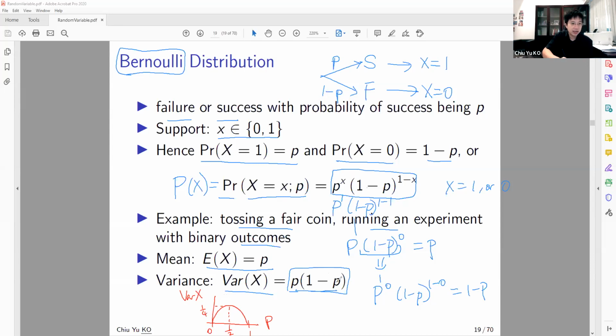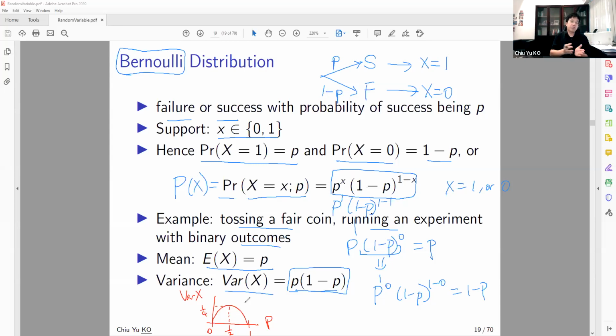The variance is highest when P is at 1/2. The closer to 1/2, the higher the variance. Why is this intuitively right? Imagine if P is either 0 or 1, or close to 0 or 1. Then when you toss a coin, it's a very unfair coin: either you have head or tail all the time. That means you don't have much variability, because variance measures how variable the thing is.